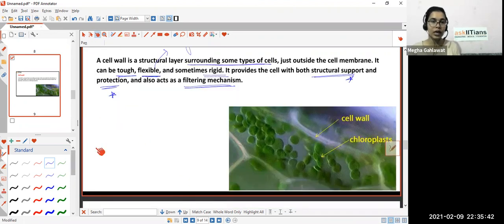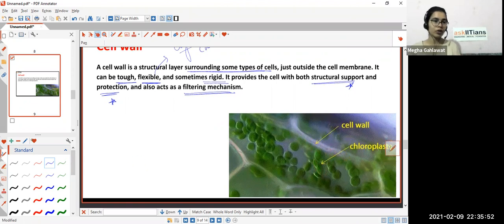Now see, what you see right here is a cell. You can clearly see the whitish portion, which is the cell wall, and you can see the chloroplast or the plastid inside it, which we'll be discussing later on in this particular class itself. Now see, starting with the cell wall components first of all, and then we'll discuss how it is made and stuff.